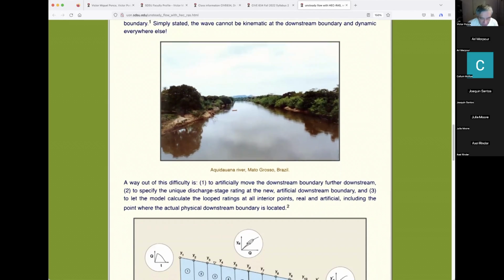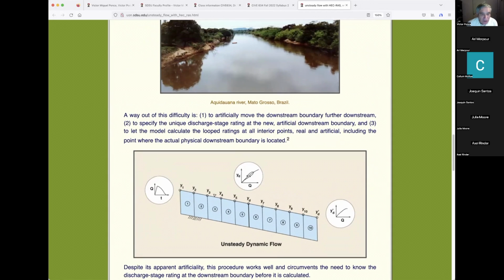So we have a way out of this difficulty, which was discussed by Danny Fread. Back in the early 80s, we had a meeting with Danny, and I told him about this. And he said, we solved that problem by extending the channel downstream artificially. I said, oh, really? That's the way we do it too. A way out of this difficulty is to artificially move the downstream boundary further downstream to specify the unique discharge rating at the new artificial downstream boundary.